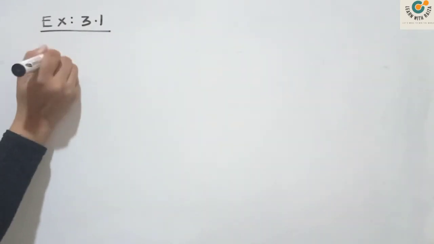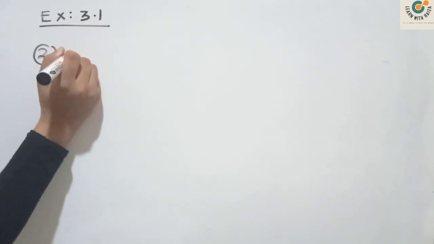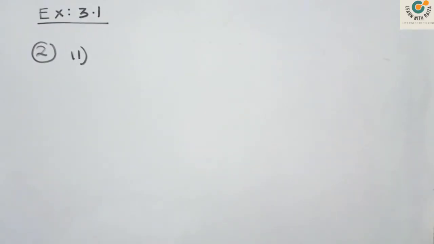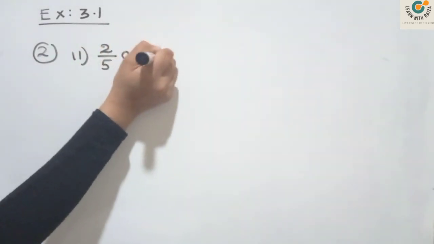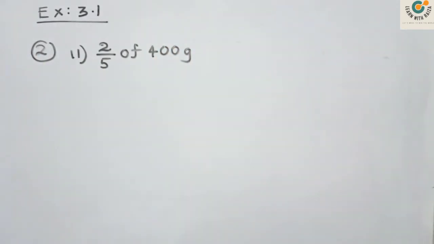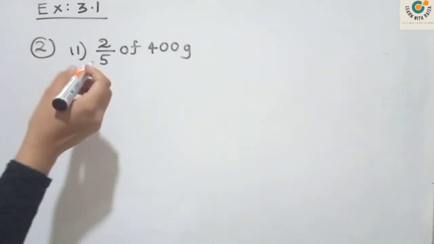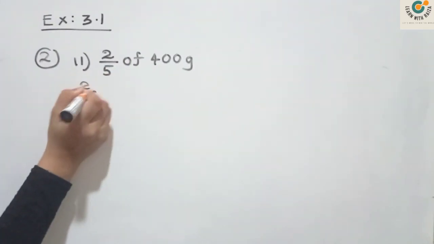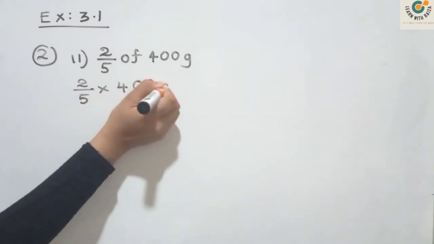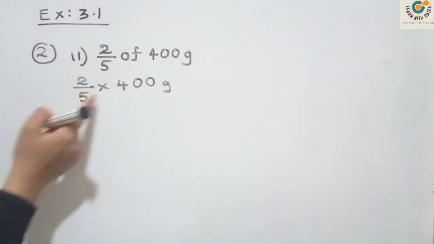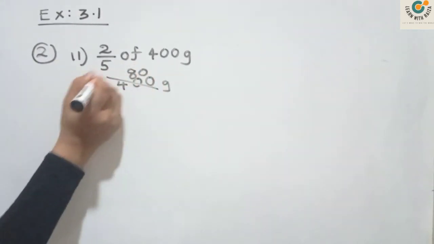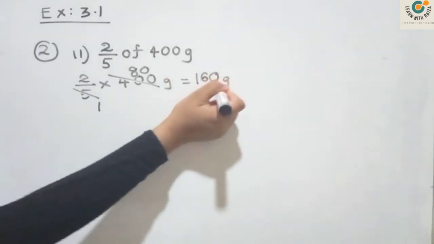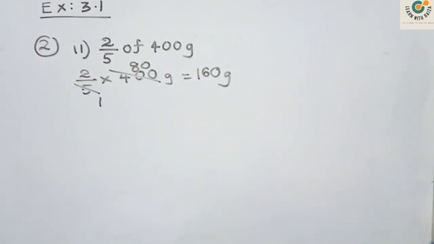Now the second question. I'll be taking a little from that. Roman number 2: how many grams is 2 upon 5 of 400 gram? Suppose somebody says, okay, this is 2/5 of the 400 grams. That word of is not just a word, it means multiplication of 400 gram, so your answer will come in grams. 400 is divisible by 5: 5 times 80 is 400, and 2 times 80 is 160. So the answer is 160 grams.